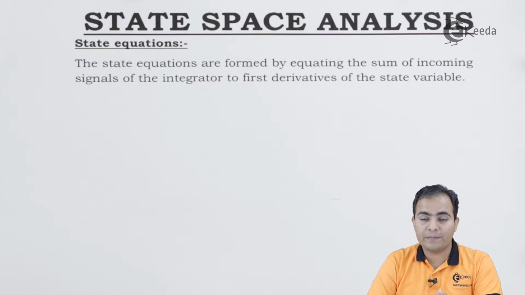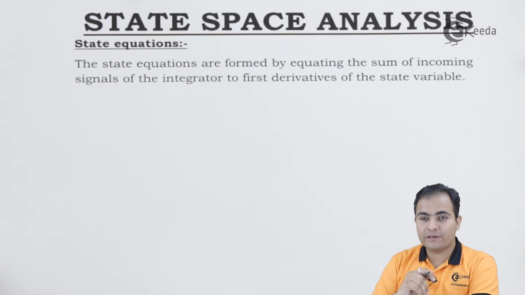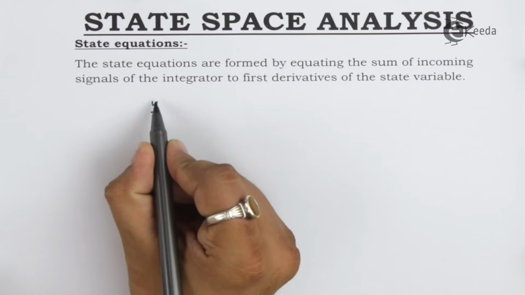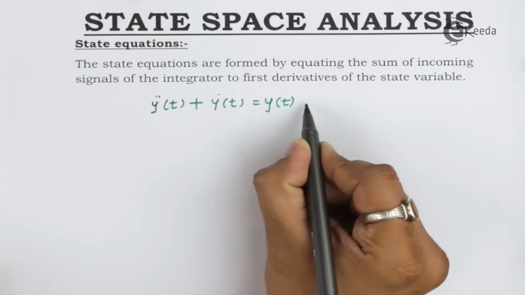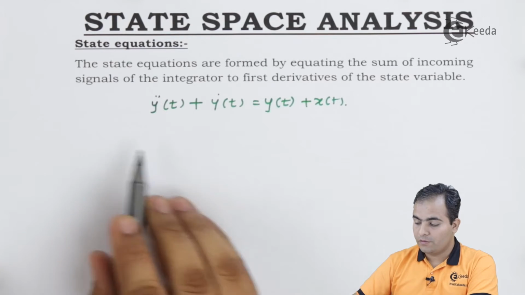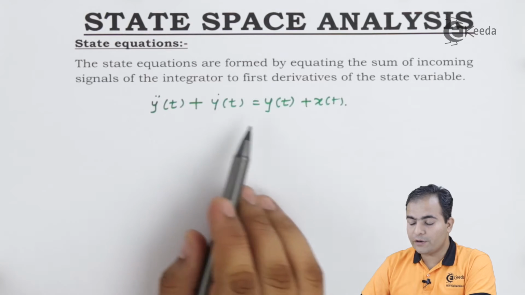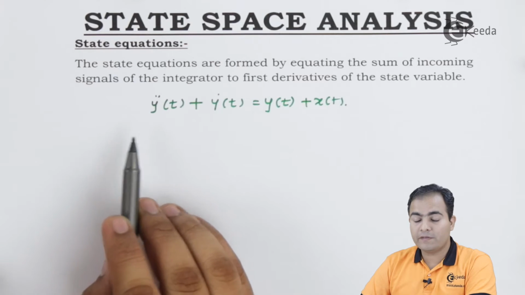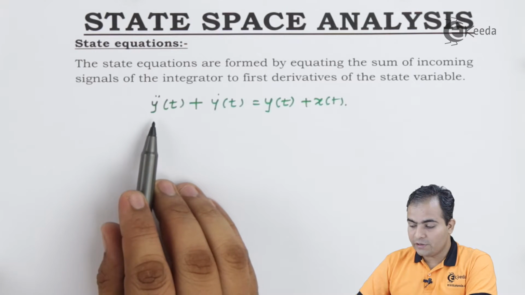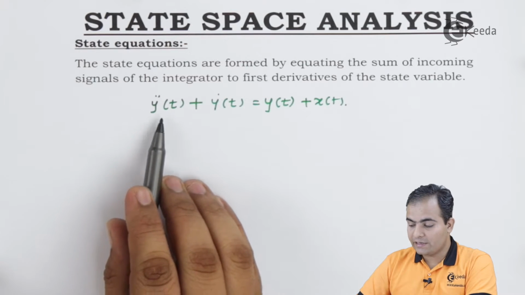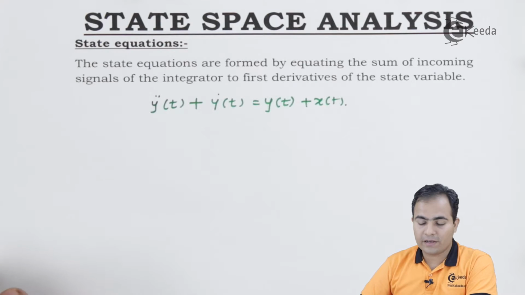Now, how to represent the state variables using a differential equation, I will show you by taking an example. If we have a second order or first order differential equation, now what are we going to do? We are going to equate all the y of t on the left hand side, but first of all, we will apply a Laplace transform. But here, the equation is already present in the time domain, so no need to apply a Laplace transform. We will directly substitute the state variables.